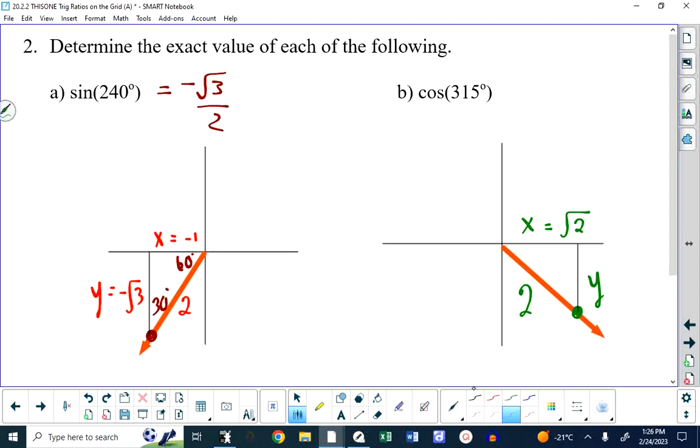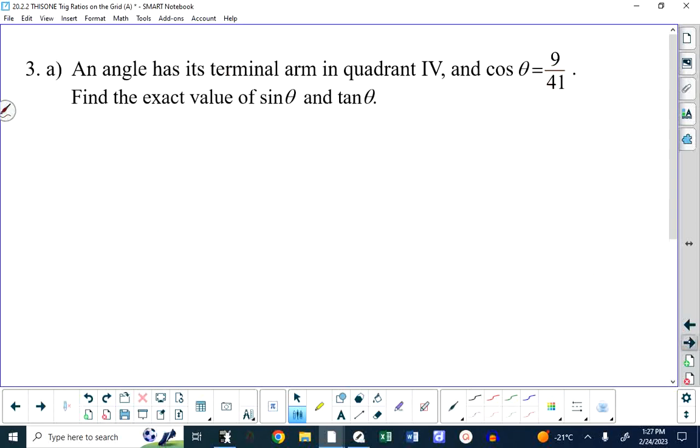And in the course of writing this down, I'm intentionally making a mistake. Can somebody point out what the mistake is? Which one? The y should be negative. It's negative root 2. Now, it turns out that doesn't matter because cosine is x over r. So who cares what y is? But it was a mistake. Cosine is x over r, so cosine of this rotation angle will be root 2 over 2. Good? Okay.